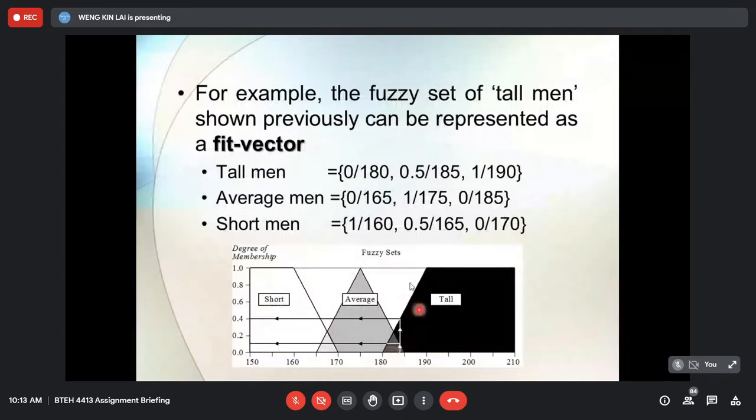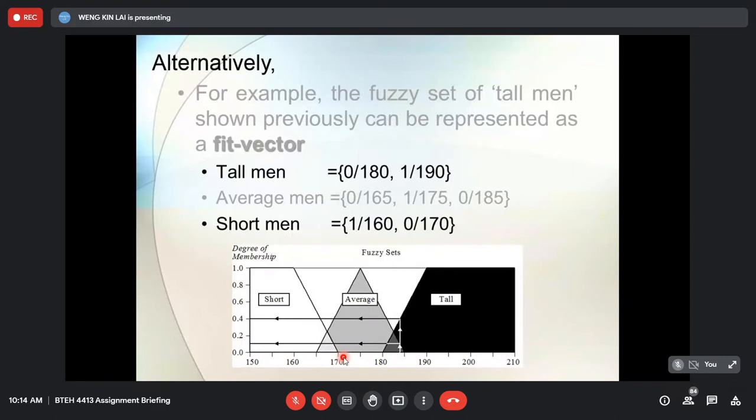So for example, the fuzzy set of tall men shown previously can be represented as a fit vector. For 180, the membership is zero for tall men, then the fit vector has 0.5, and then one more is 1. For average man, anything below 165 is 0 membership, 175 is the peak at 1, and anything above 185 is 0. And for short, you expect the same thing: 160 is 1, then 0.5 at 165, and 170 onwards is 0 membership.